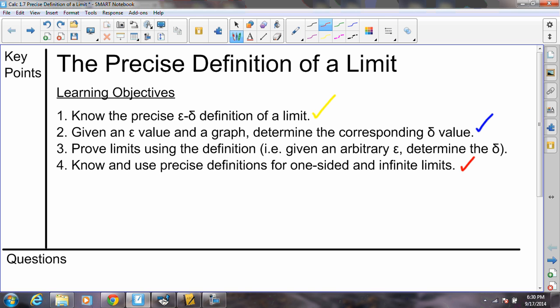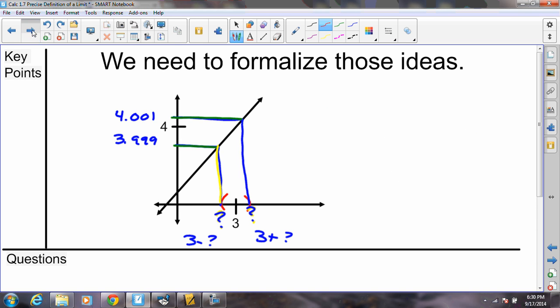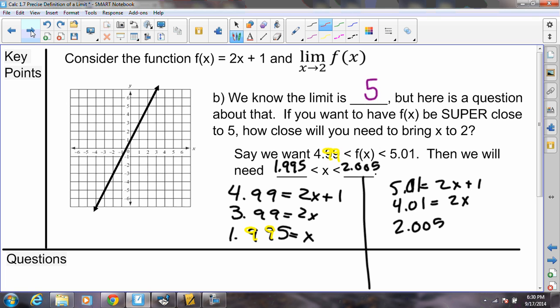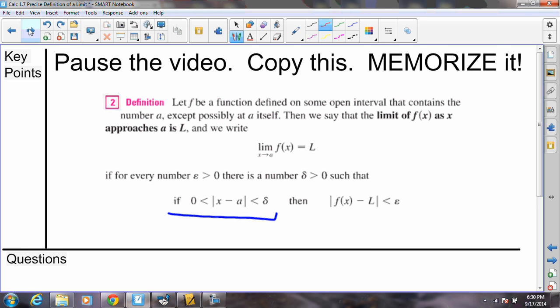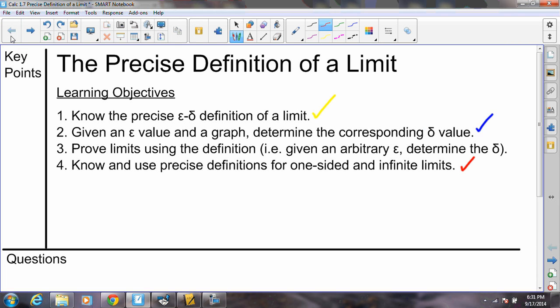Start off with the piece that you are given that we assume is true, and then with your scratch work, figure out how to make the stuff that we need to be true, figure out how to make it true. Work backwards until you can isolate your delta. All of those things together will help you learn the learning objectives for the precise definition of a limit.